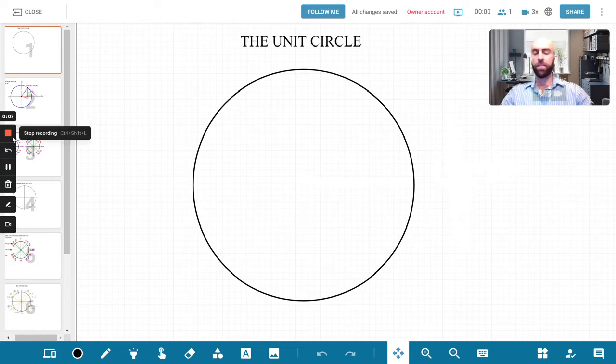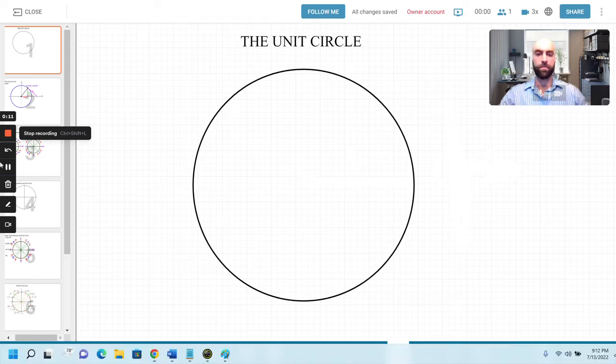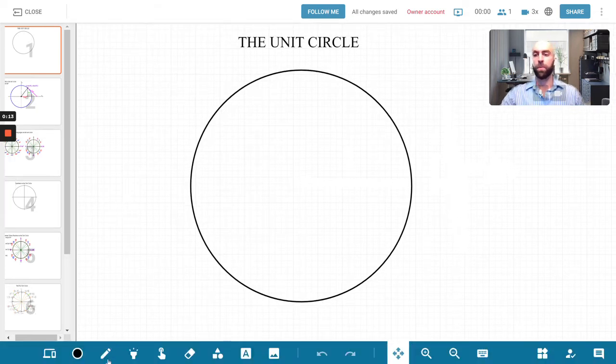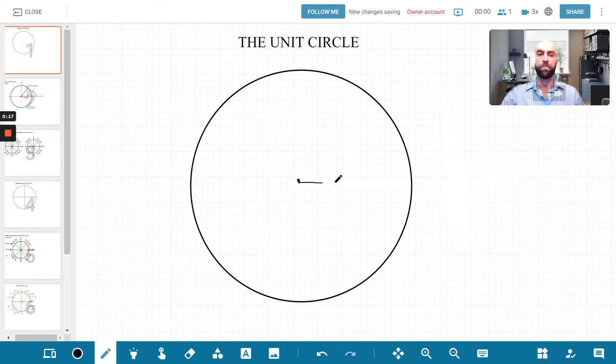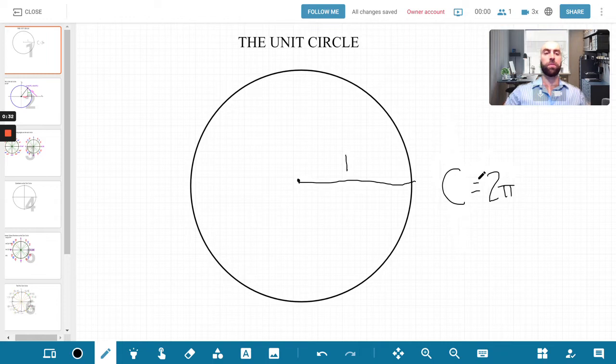Alright, this is the unit circle. Now what is the unit circle? To put it simply, the unit circle is just a circle of radius 1. And it's important to remember that the circumference of a circle of radius 1 is just 2 pi, because the circumference is equal to 2 pi times the radius, which in this case is 1.